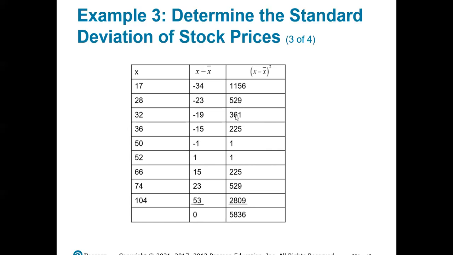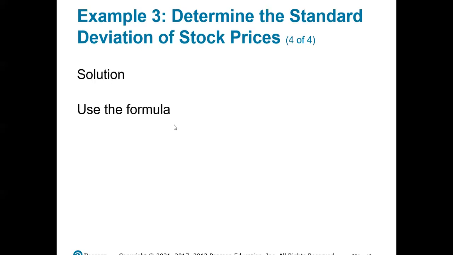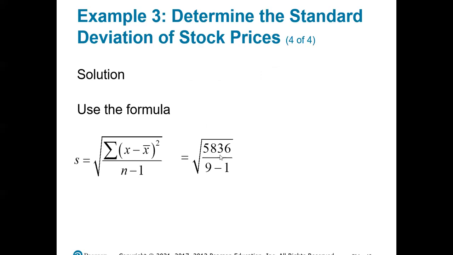And then you add up all those squares, right? And this is the sum of the squares. Then you divide that by n minus 1, and n here is the number of numbers, which is 9. So you divide everything by 8. That's the number we got, the sum, and divide this by 8. And you take the square root of everything. And 27.01 is the standard deviation.